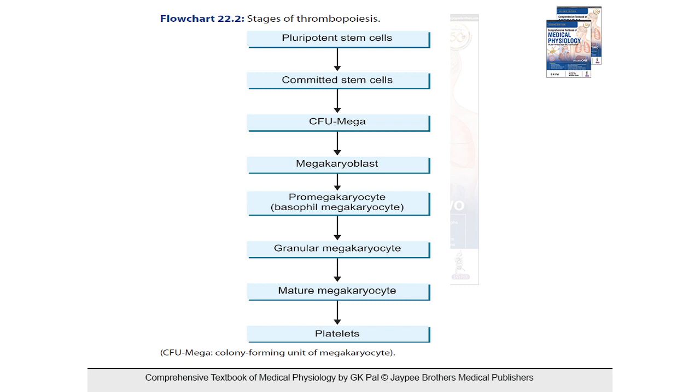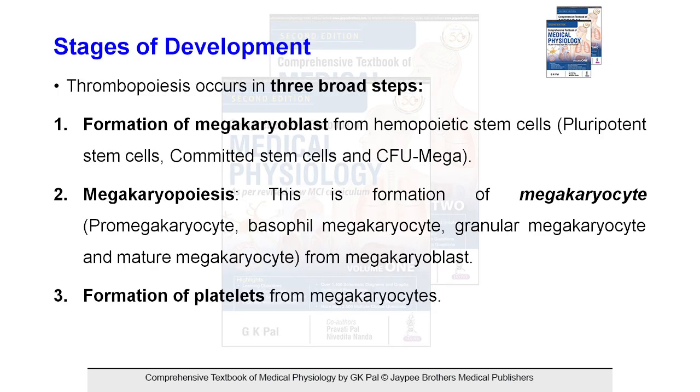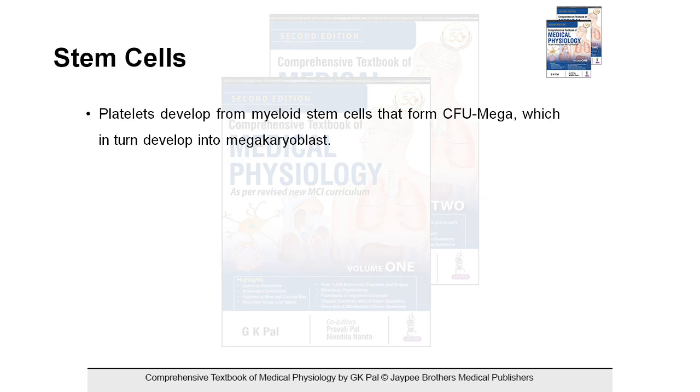All the blood cells, red blood cells, white blood cells, and platelets, take origin from the pluripotent stem cell. From the pluripotent stem cell, you can see the second stage is a committed stem cell, and from that the third stage, colony forming unit megakaryocyte. From there we have the megakaryoblast, promegakaryoblast, and lastly the mature megakaryocyte and the mature platelet. So these are all the different stages in the development of platelets.